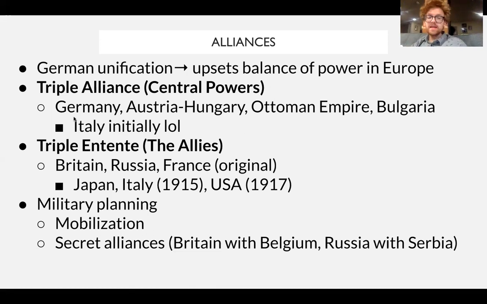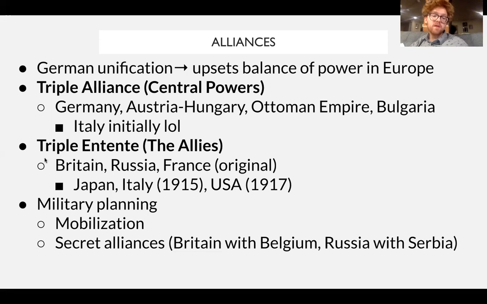I did say that Italy is initially involved in these Central Powers, but Italy wants territory that the Austrians have. So even though Italy will enter World War I on the side of the Germans, they're going to switch in favor of the Allies, and we'll talk about that more next presentation. But the Central Powers, very conservative, very militarized states.